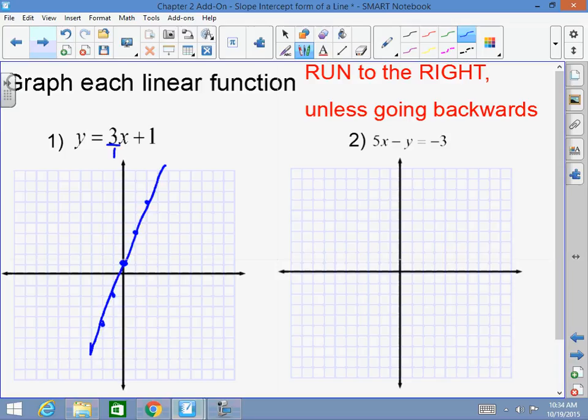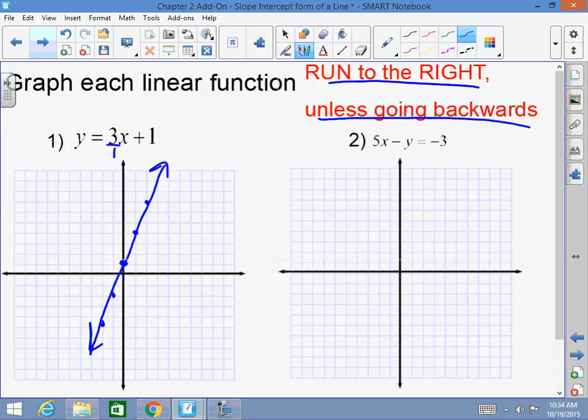Please remember that you always run to the right. It has nothing to do with being positive or negative. You always run to the right unless you're going backwards. Does that make sense so far? And look what I have here in red: run to the right unless going backwards. Always remember that. Now, for number 2, we're going to have to actually solve this equation for y.